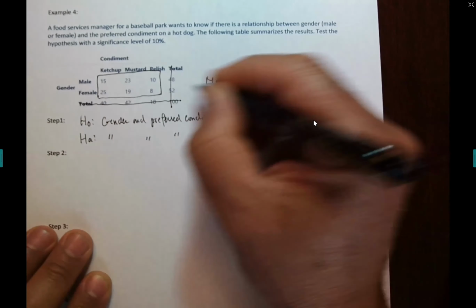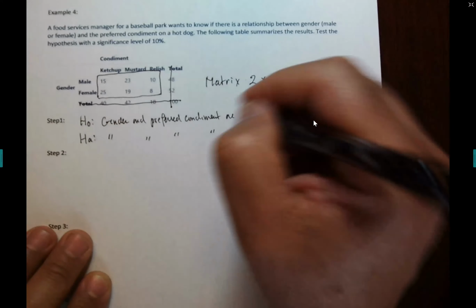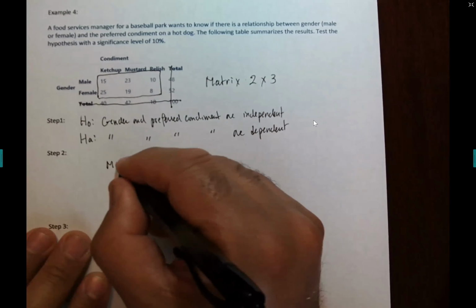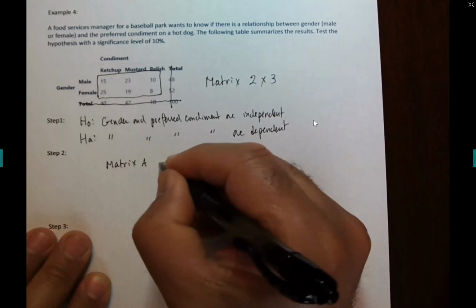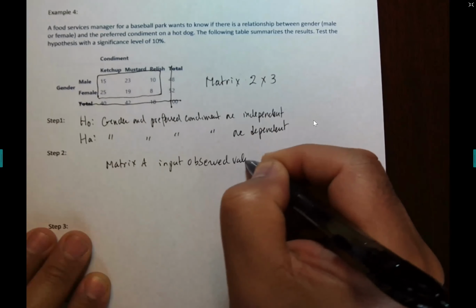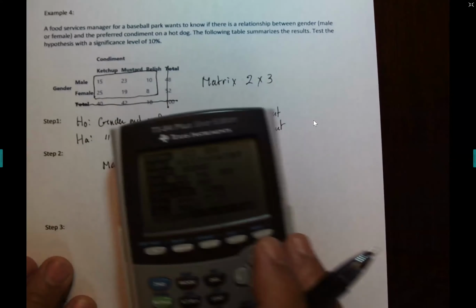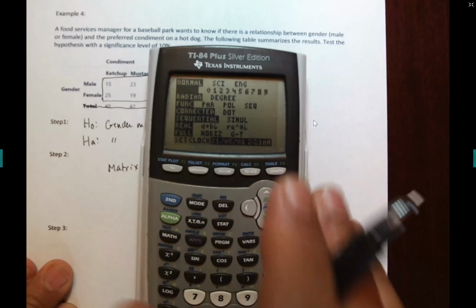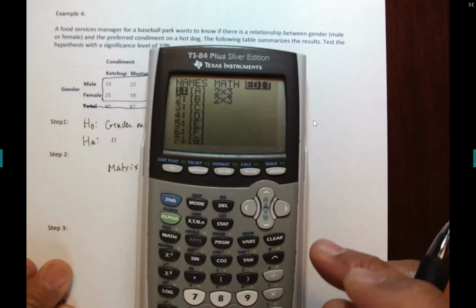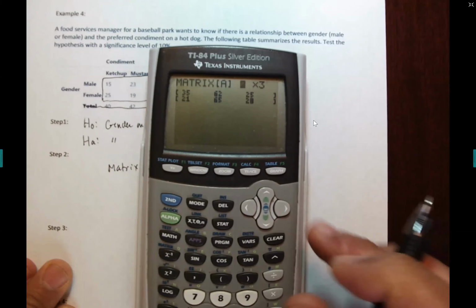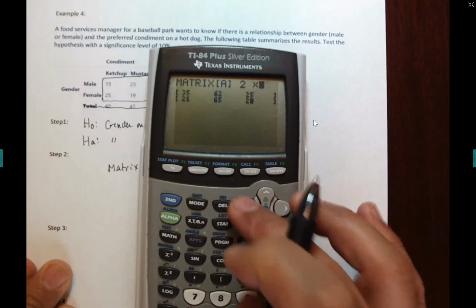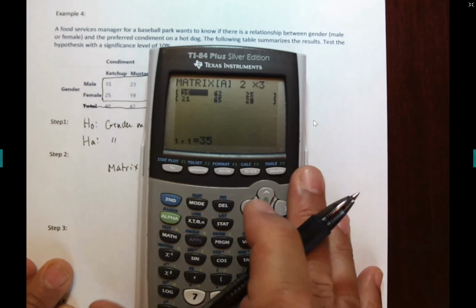Now you're wondering why he gave you the grand total. I'm going to tell you in a second after I finish doing this problem. So guys, your first step: go to matrix A and input the observed values. Okay, let's do this together. Go to second, matrix, edit, enter. It's already 2 by 3, so we're good here. Just enter the values, guys.